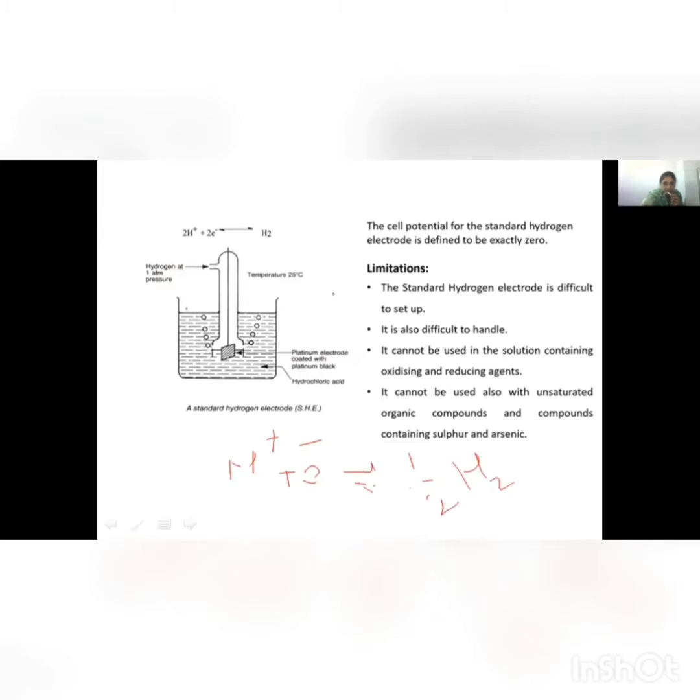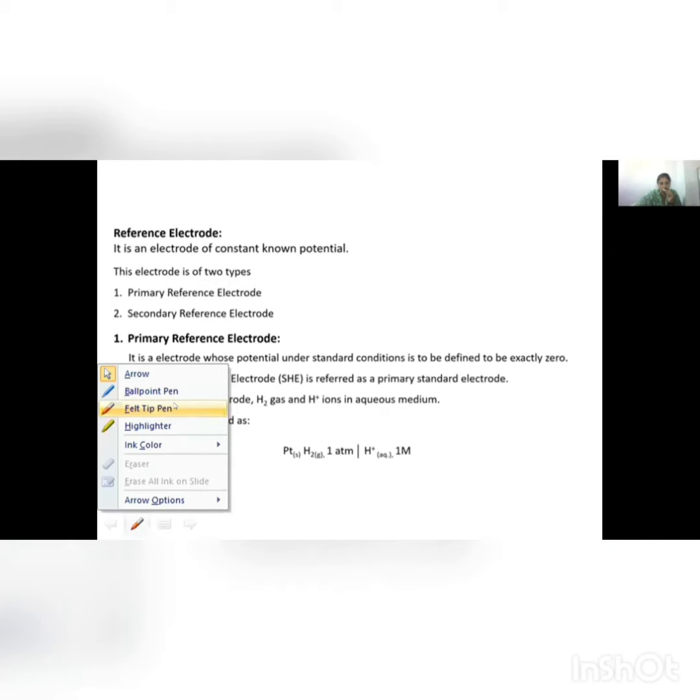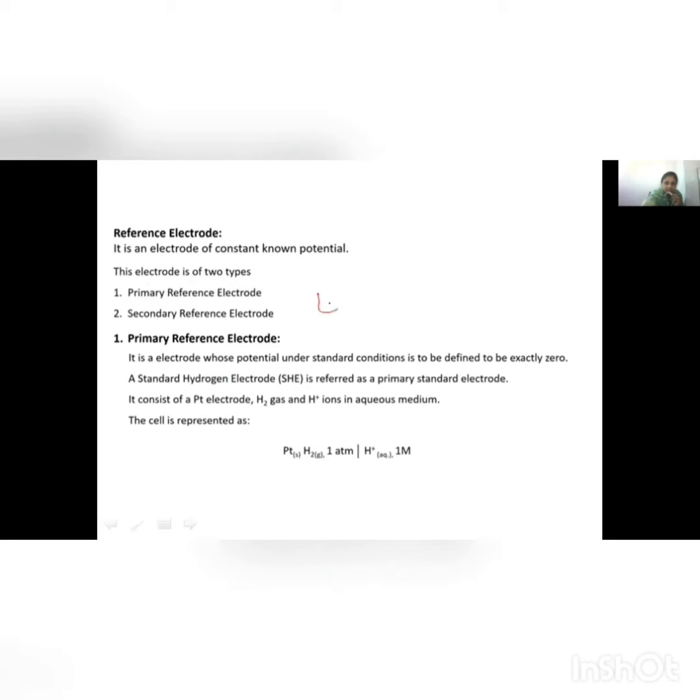We know that the Nernst equation is E is equal to E naught minus 2.303 RT by nF into log of H2 by H plus ions. So finally we get the value, minus 0.0592 into pH. So this is a half cell reaction.